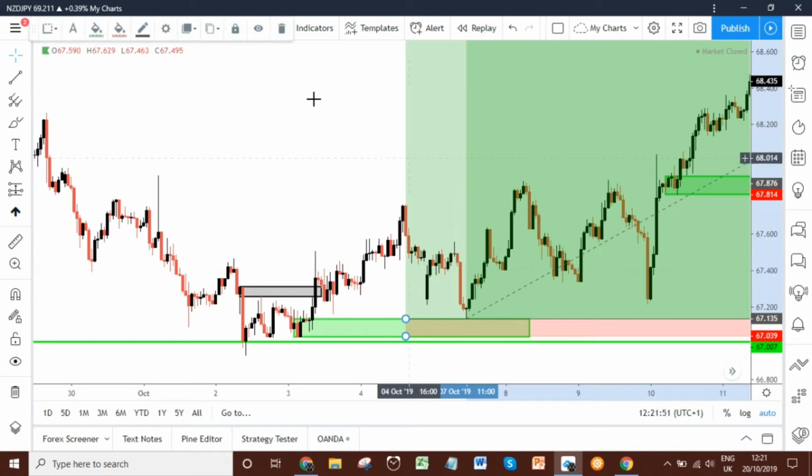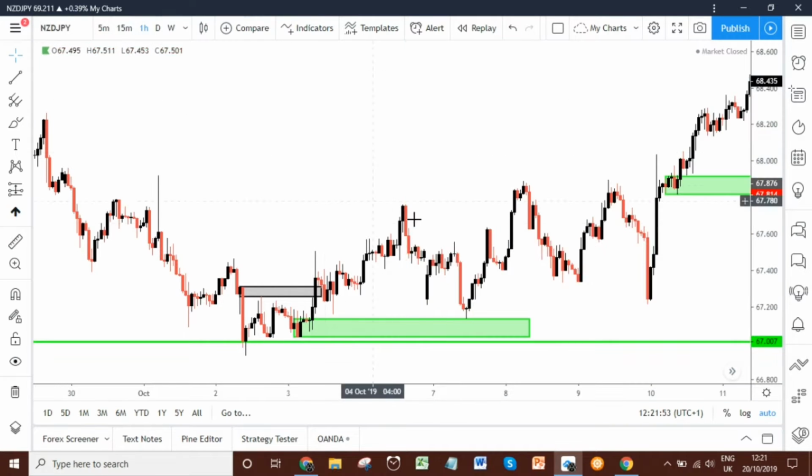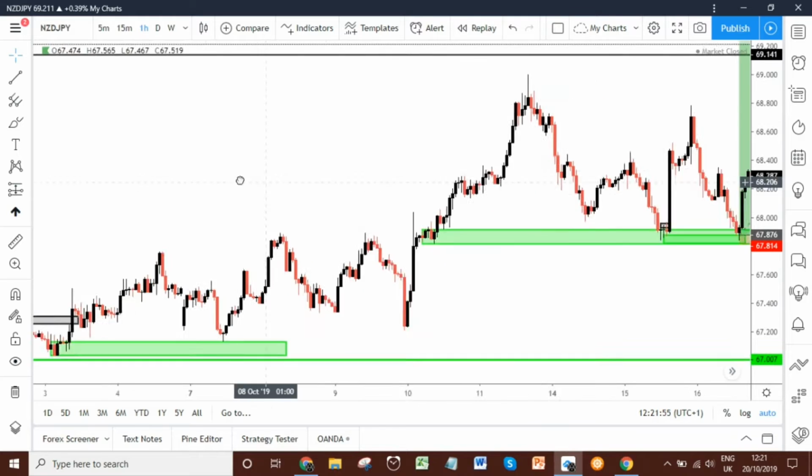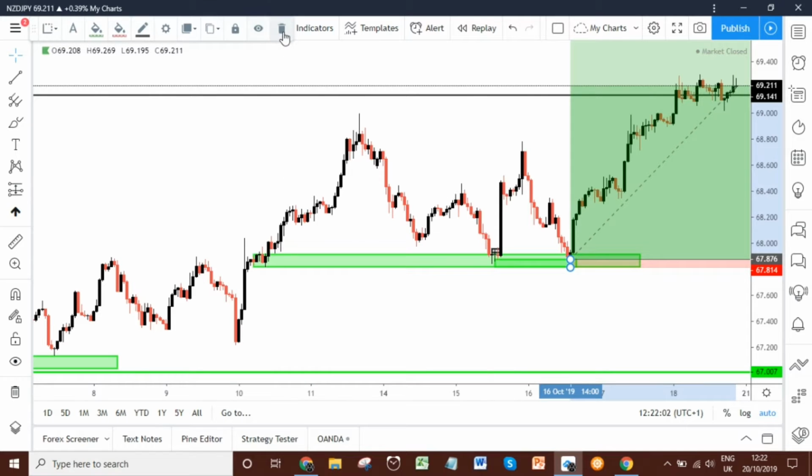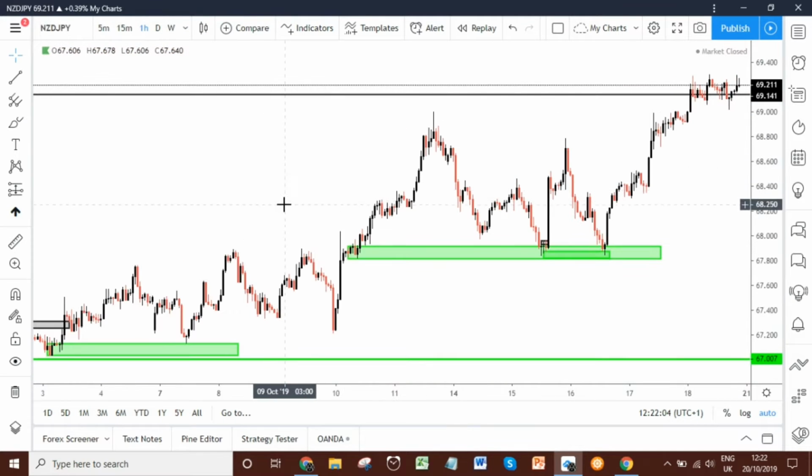So let me just get rid of this tool so we can clearly see what's actually happening over here when I added this second position. And let's just get rid of this one as well, just to make it easier and clear. So now what we can notice is that we have a rally, base, and a rally.